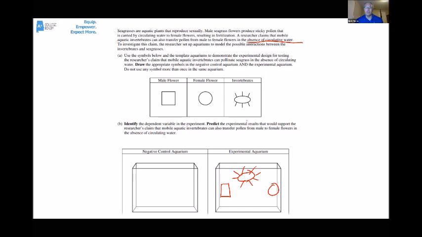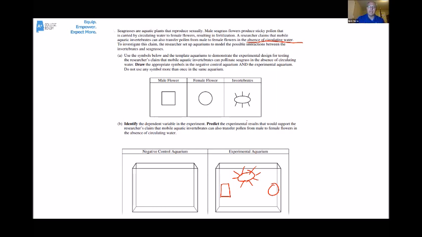Someone unmute and answer this question for me. We said for it to be a negative control group, what's missing? What does it mean to be a negative control group? The negative control aquarium will be missing an invertebrate. Right, which is what part of an experiment? Yeah, in this case, the invertebrate is the independent variable. That's what we're testing. We want to know, does that invertebrate affect the pollination rates?